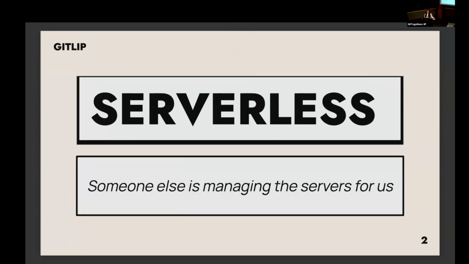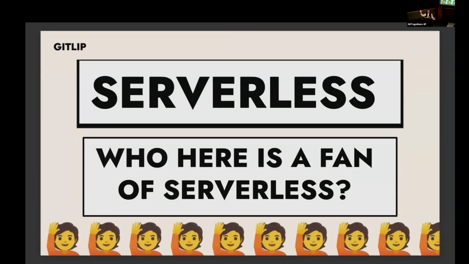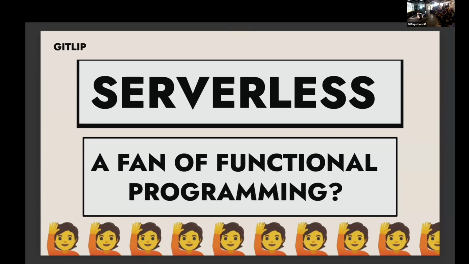So before diving into the specifics of our implementation, I would briefly like to talk to you about serverless architectures and our experiences with them. For the purposes of this talk, to avoid discussing semantics, I'll define serverless as someone else is running the service for us, and we get a simple API to deploy our app. So, everyone in the room, I'm curious to know, show of hands, who here is a fan of serverless? Okay. And who here is a fan of functional programming? Okay, there's more functional programming fans in the room.